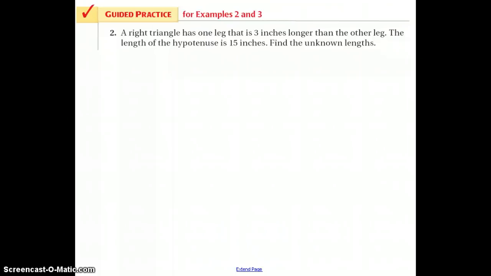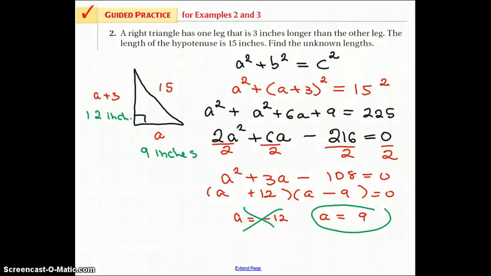Alright, so pause the video and try this guided practice on your own to see if you understood it. Alright, so hopefully you got 9 inches and 12 inches as the two answers for the two unknown lengths.